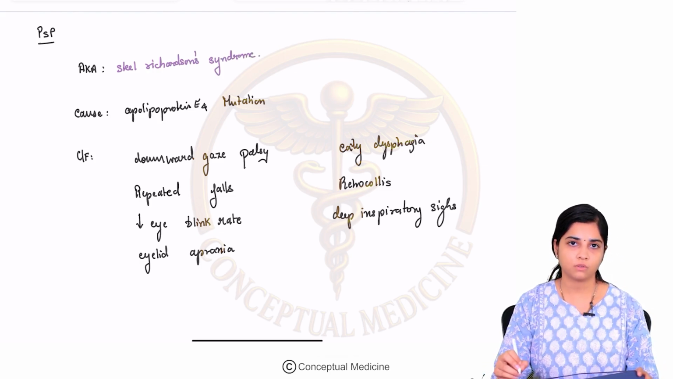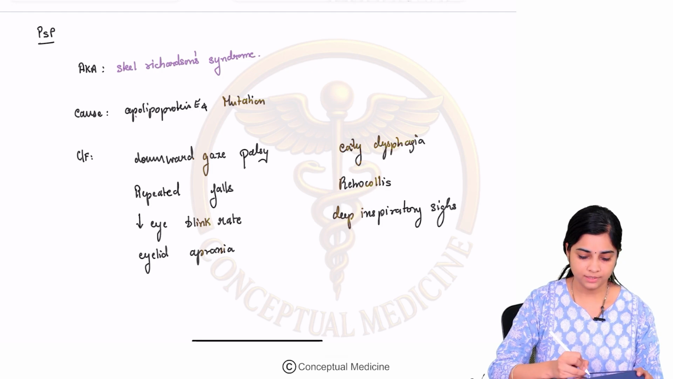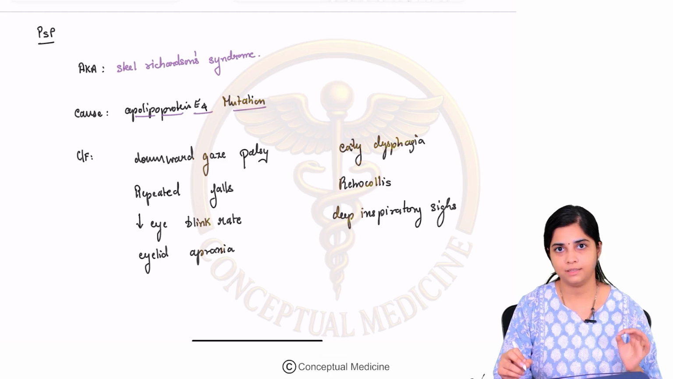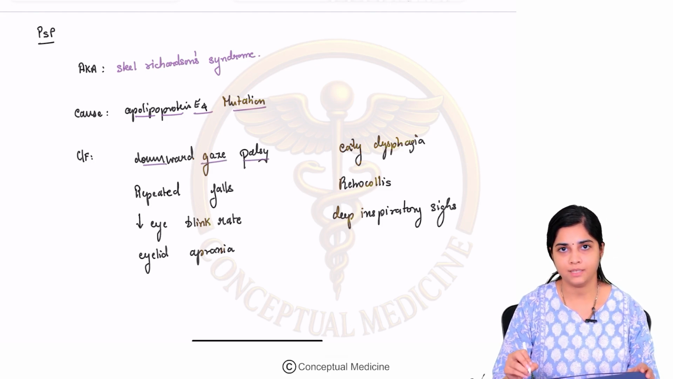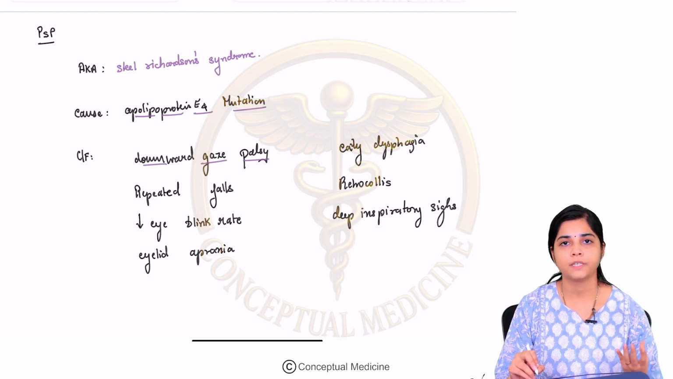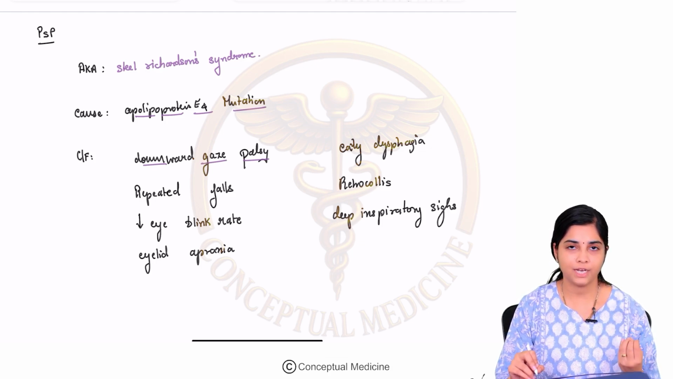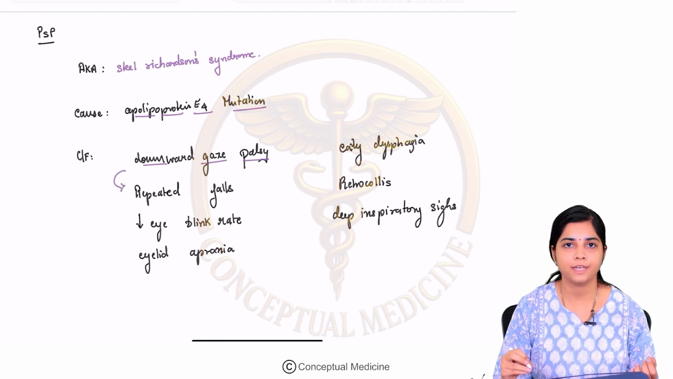So what is the cause? Most of the time the cause is unknown. But there have been studies which have shown that there can be mutations in apolipoprotein E4. What are the classical clinical features of progressive supranuclear palsy? There is a downward gaze palsy. The supranuclear fibers for vertical gaze are affected, so you have a predominantly downward gaze palsy. They are able to look up, but they have a problem looking down, which results in repeated falls because they are not able to see their feet.